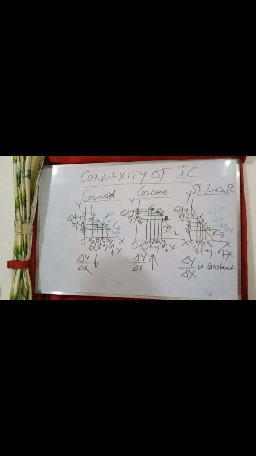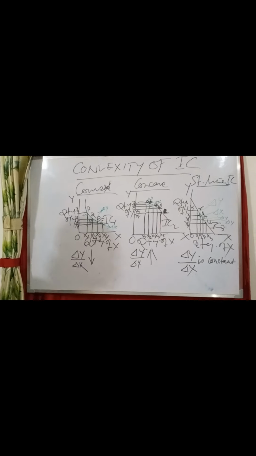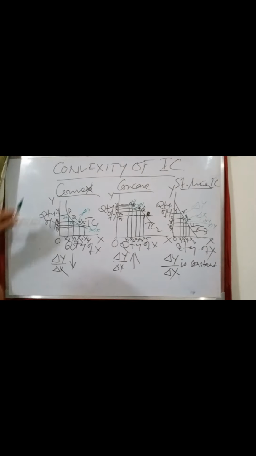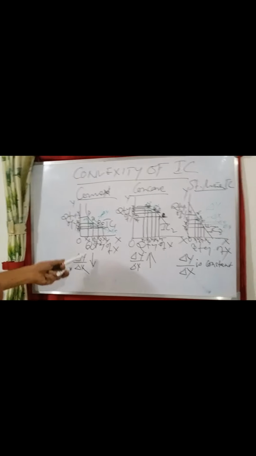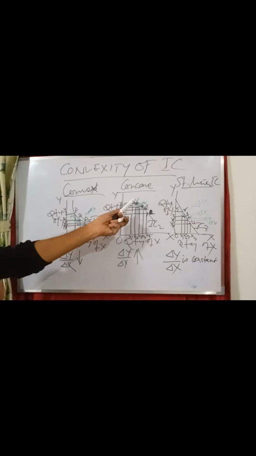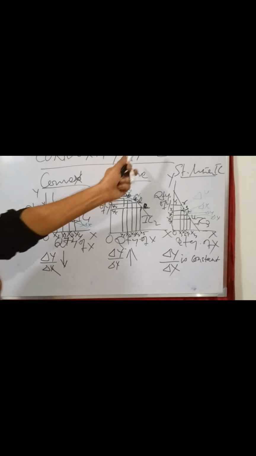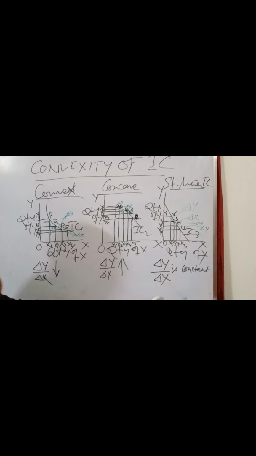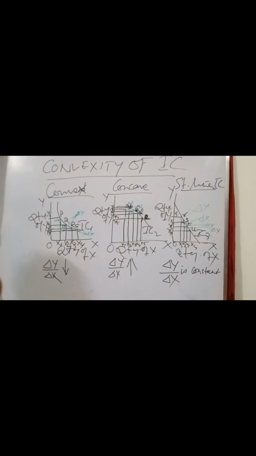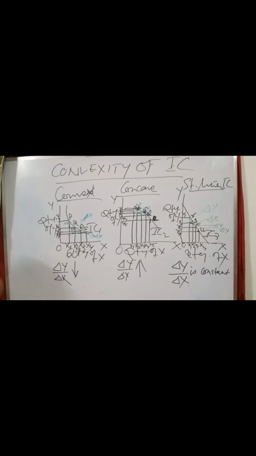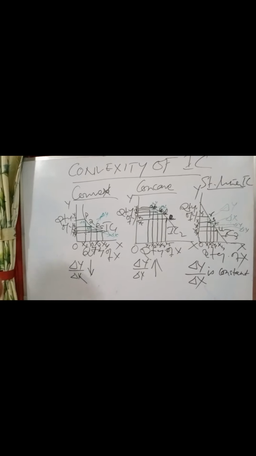So far so good. I take liberty to erase it. So in convex indifference curve, we see delta y by delta x is falling. In concave indifference curve, delta y by delta x is rising, and in straight line I see delta y by delta x is constant. Now we know the indifference curve analysis and establishment of consumer's equilibrium through IC technique.